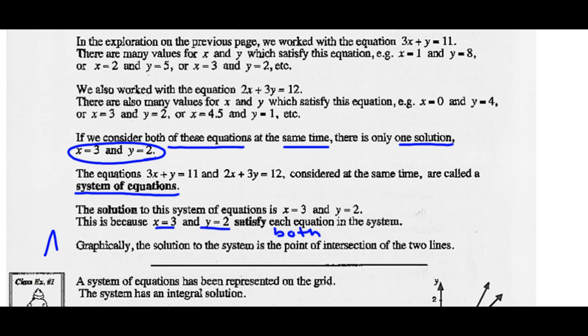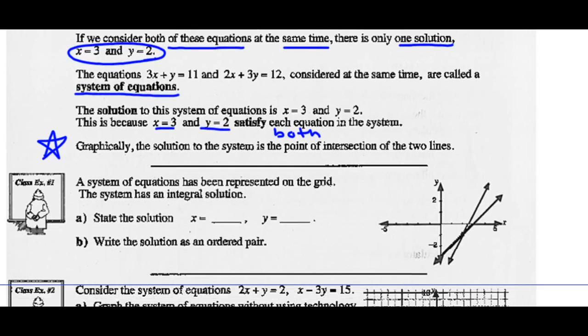Graphically, put a big star here. Graphically, the solution to the system is the point of intersection of these 2 lines. So you can find the solution to a system of equations by graphing the lines and finding the point of intersection.